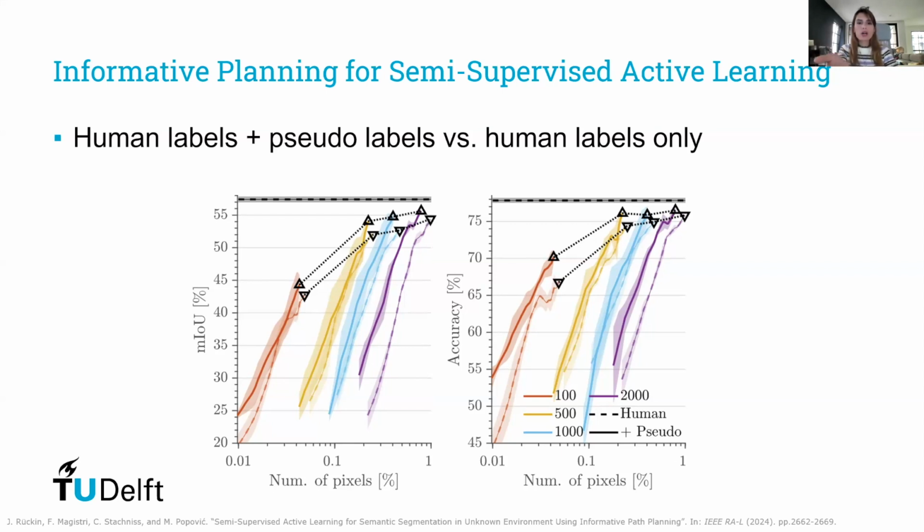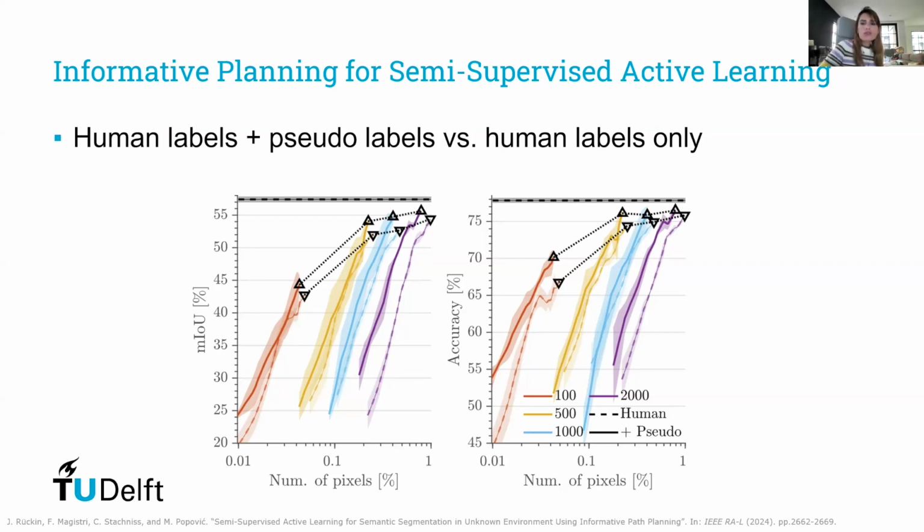So for example, 100 is located to the left because the number of pixels the human is labeling is less, and we tend to get lower performance because we don't have the human's input as much as compared, for example, with the purple and the 2000 human labels. So by adding the pseudo labels, which is with the solid lines, we can see that we improve performance. So we push things to the top left compared against the dashed lines. And this basically confirms that by adding pseudo labels, we actually get a free improvement in performance.